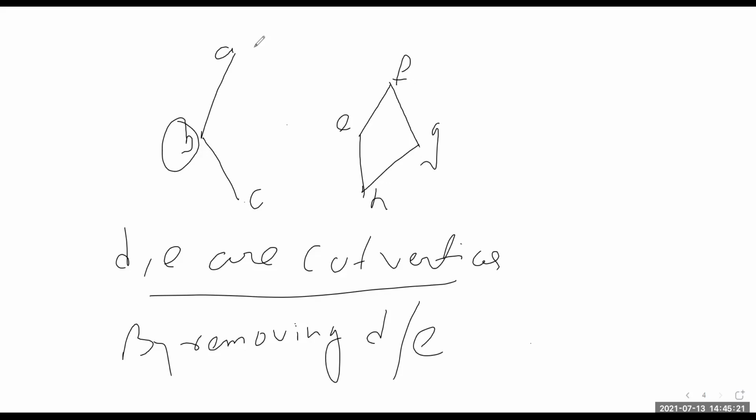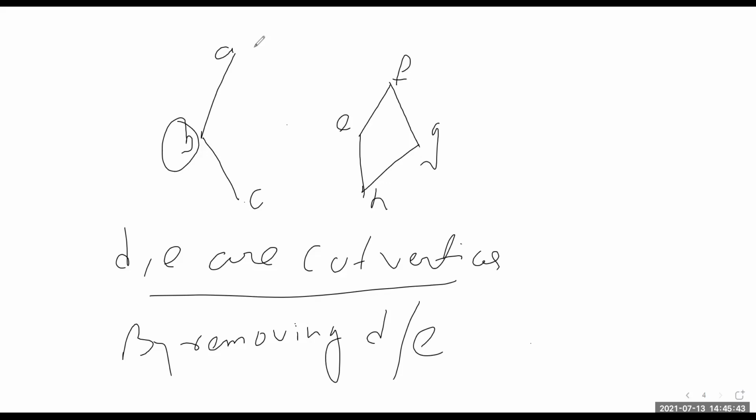The cut vertices are D or E. Similarly, in both cases, in both terminologies of what I said, your D and E are your cut vertices, where on removing that vertex, the entire segment is deleted.